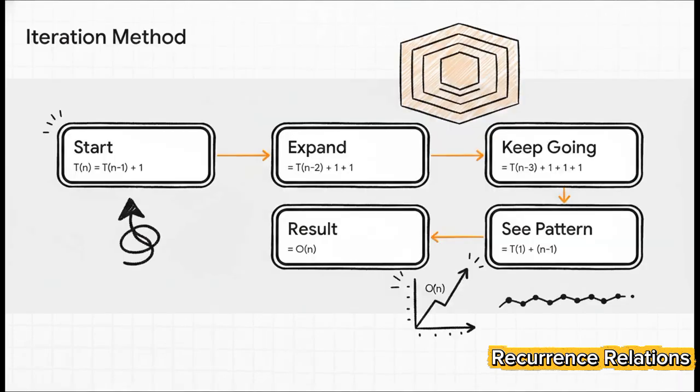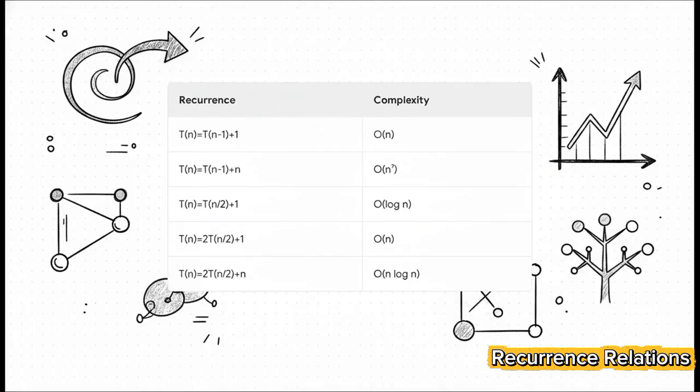For these sorts of problems, we have to fall back on other methods, like the iteration method, shown here. We just expand the relation again and again until a pattern emerges. You can see it here. After a few steps, it becomes quite clear that this is just going to resolve to a simple linear complexity, O of n. And here is a very valuable slide for your revision. This is a quick reference table for the most common recurrences you'll encounter. I highly recommend you spend some time memorizing these. It will save you a lot of time.